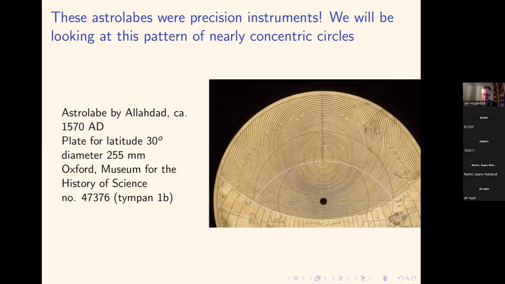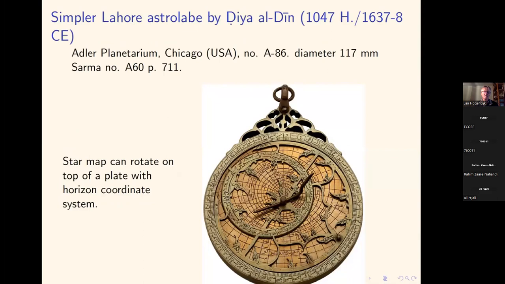Now, in order to try to explain how an astrolabe works, I will use a simpler astrolabe that was made in Lahore by Ziauddin. This is the astrolabe which we always use also for our workshops on the abjad numeral system, because the museum in Chicago, which now owns the astrolabe, has put very excellent pictures online.